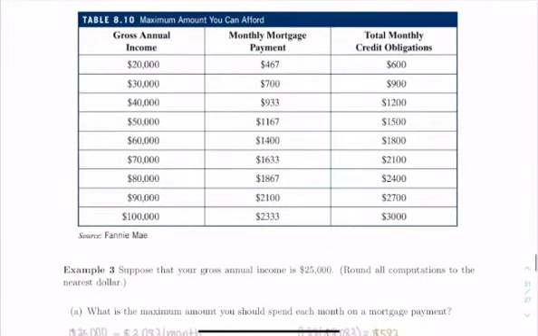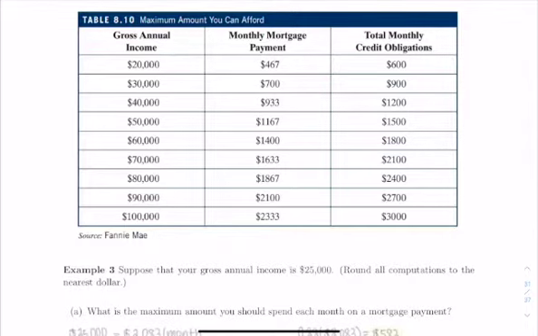So in the table below, if you have a gross annual income of $20,000, your monthly mortgage payment should be $467, and your total monthly credit obligations should be $600, and that includes your mortgage payment. If you make somewhere around $60,000, your monthly mortgage payment is $1,400, and your total monthly credit obligations is $1,800. If you make $100,000, your monthly mortgage payment is now $2,333, and your total monthly credit obligations is $3,000.